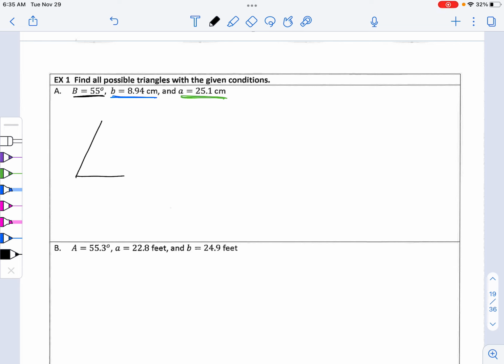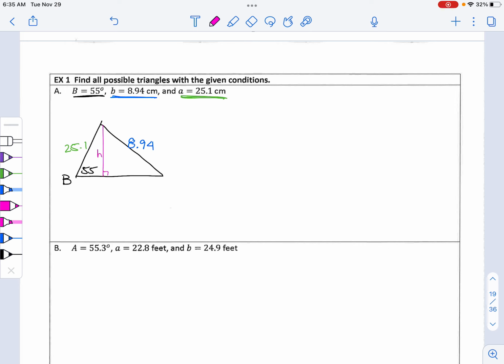So I told you guys, always set up your picture with that given acute angle in that lower left-hand corner. So that's 55 degrees. My matching side goes across from it, 8.94. And I'm going to put side A at 25.1. Obviously, my picture is not accurate, but we'll work with it. So first and foremost, let's drop that altitude.